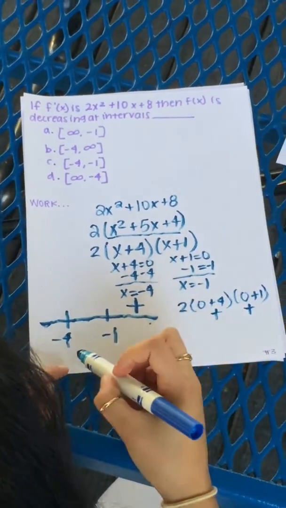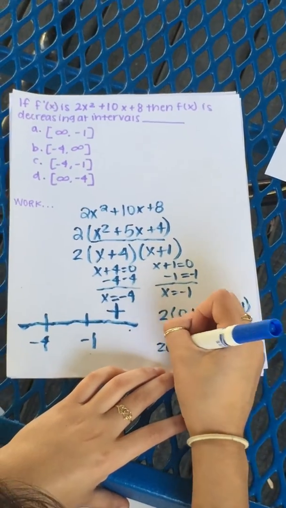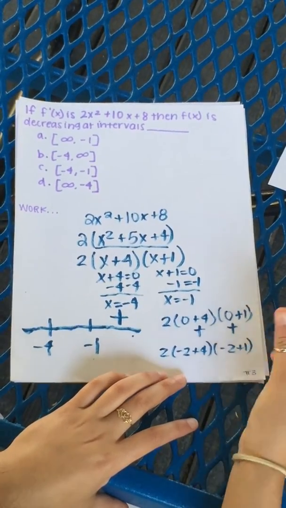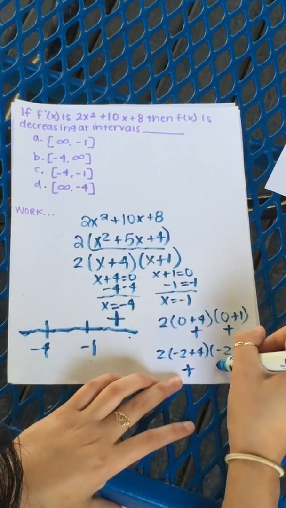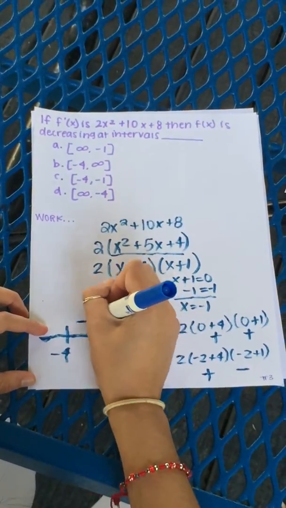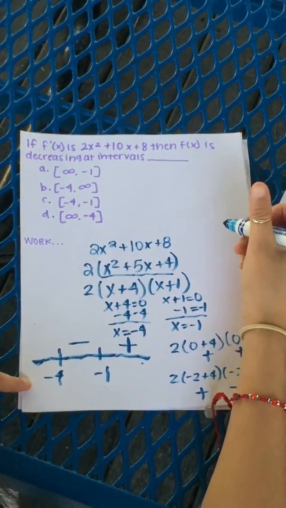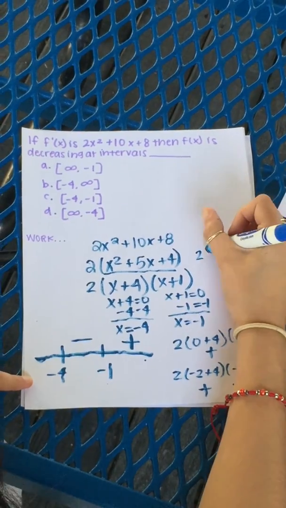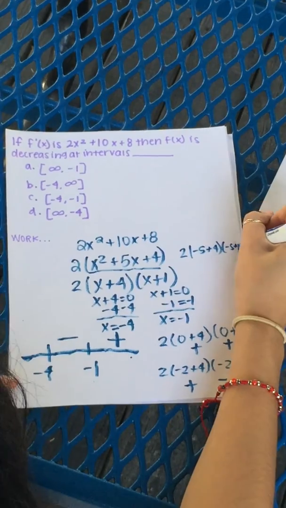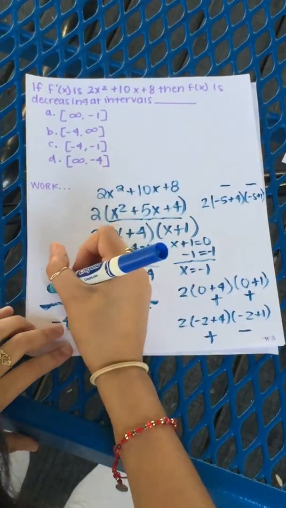If we find a number between -4 and -1, we can plug in -2. So if we plug in -2, this factor will be positive, this one will be negative, and a positive times a negative equals a negative. If we plug in a number less than -4, like -5, it's gonna be negative and negative. So two negatives make a positive.